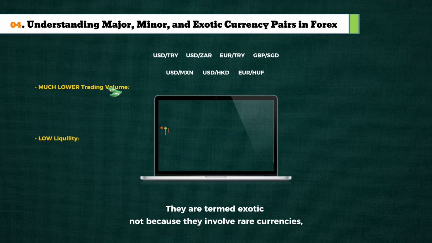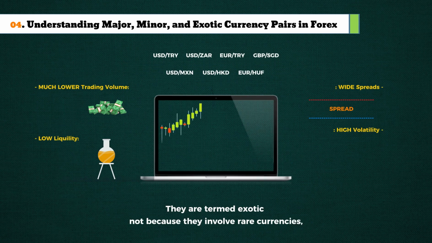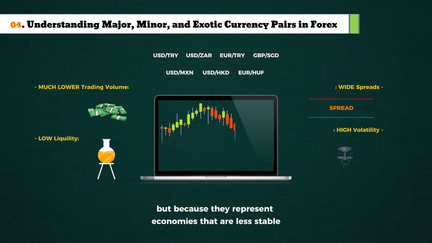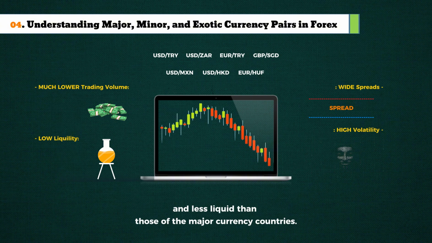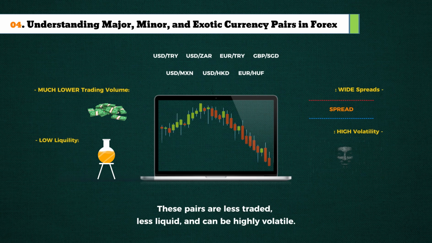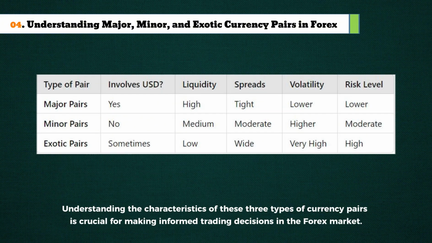They are termed exotic not because they involve rare currencies, but because they represent economies that are less stable and less liquid than those of the major currency countries. These pairs are less traded, less liquid, and can be highly volatile. So, understanding the characteristics of these three types of currency pairs is crucial for making informed trading decisions in the Forex market.